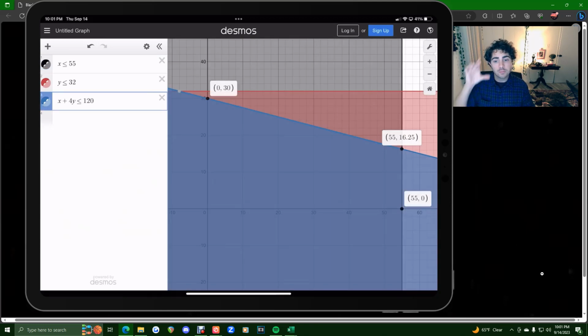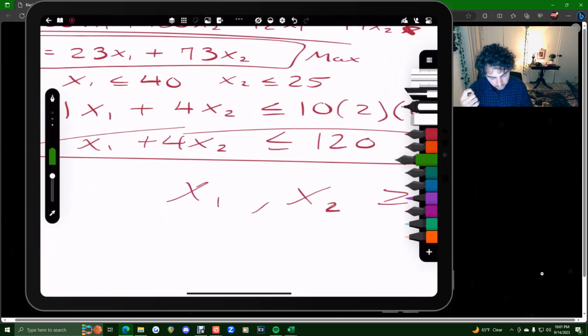So what we would do is plug each of these into the new profit equation that we have, to see which one produces the max profit, something like that. So I'm going to assume it's the 55 and the 1625.